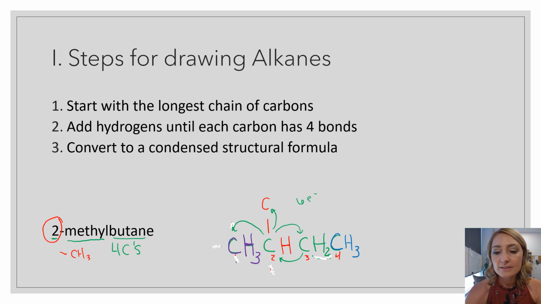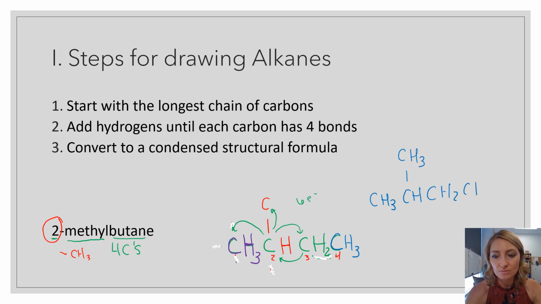All right, to clean this up, 2-methylbutane would be CH3, CH with a methyl group coming off, CH2, CH3. The best way to get good at this is to practice and check your answers with the key.